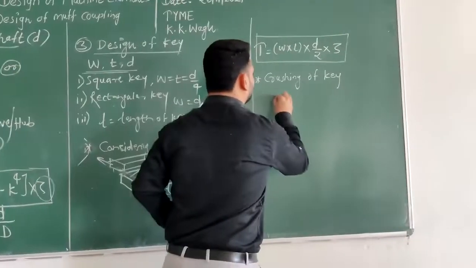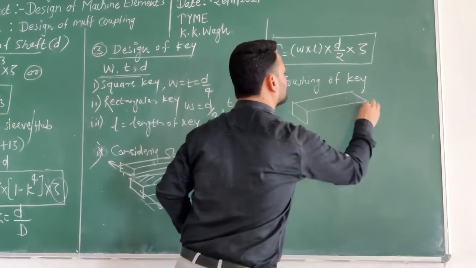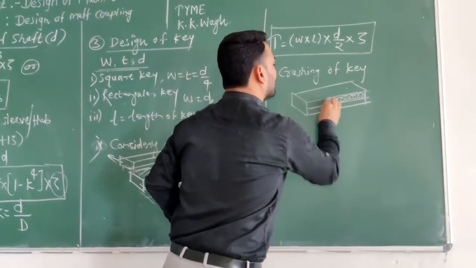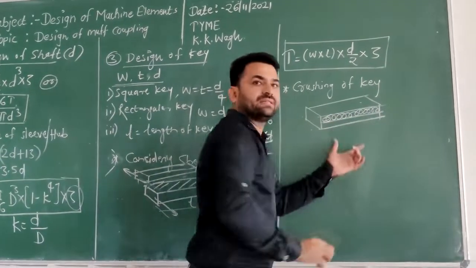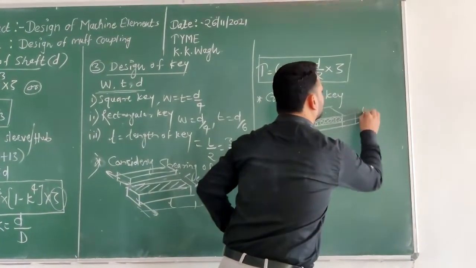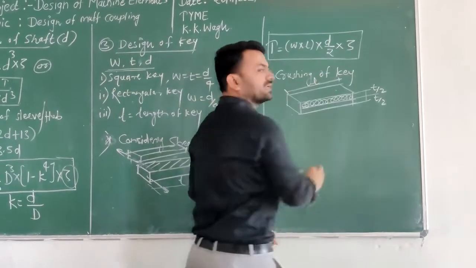Means consider half portion of the key will be in the hub, and this is the half portion which will be in the shaft. So consider this will be equal to T by 2. This is L, length of the key.